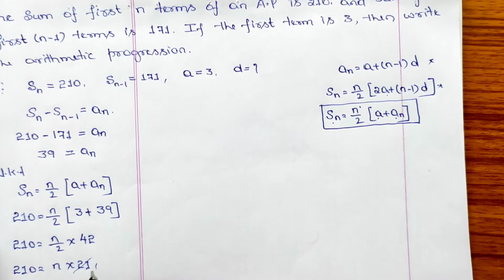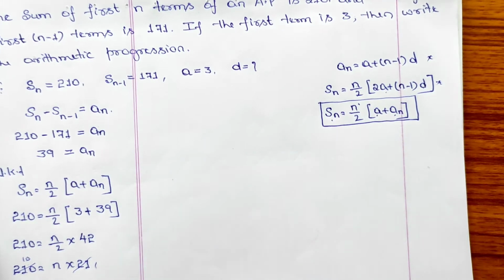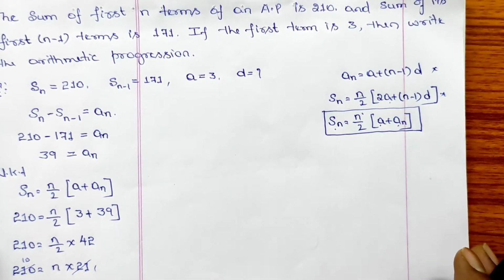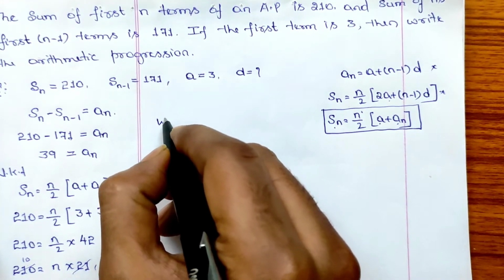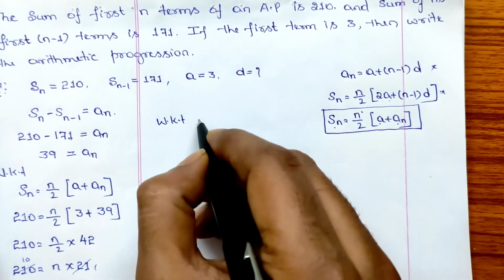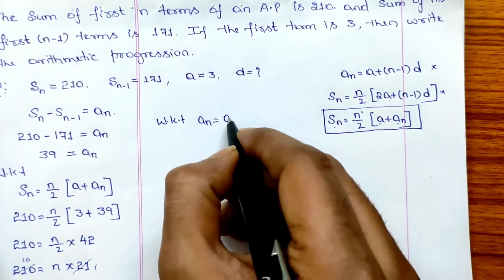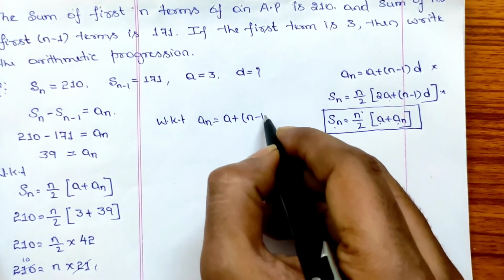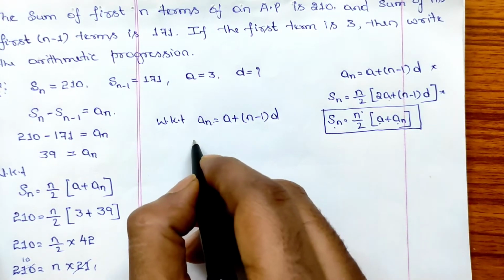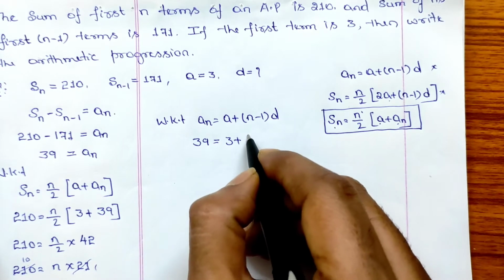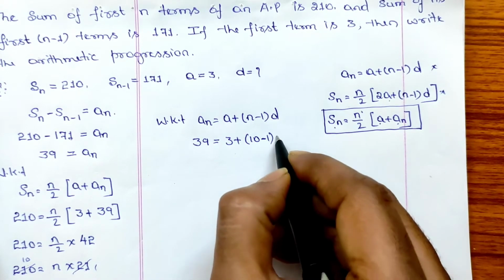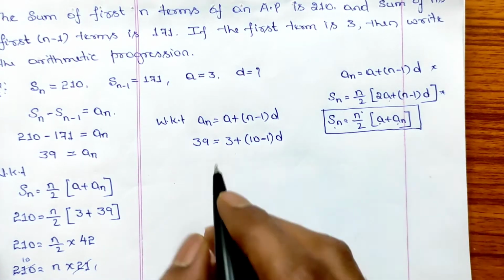We can simplify here. 21 1s are 21, 21 10s are 210. So n is equal to 10. After finding n, now we can find out D. We know that an is equal to a plus of n minus 1 into D. An is 39, a is 3, n is 10, minus 1 into D.